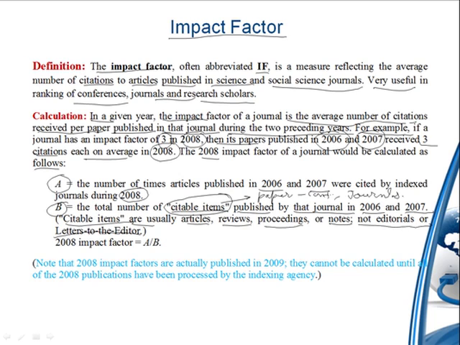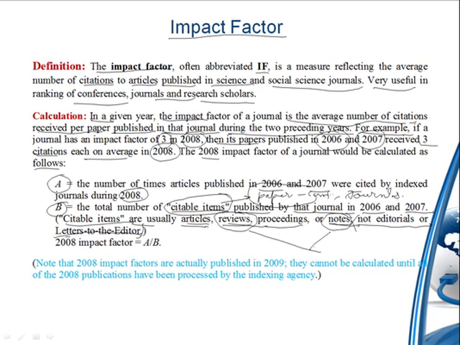These are some extra things. Instead of just considering papers and journals, it considers articles, reviews, notes, but not editorials or letters to the editor. It means it includes review articles and notes.